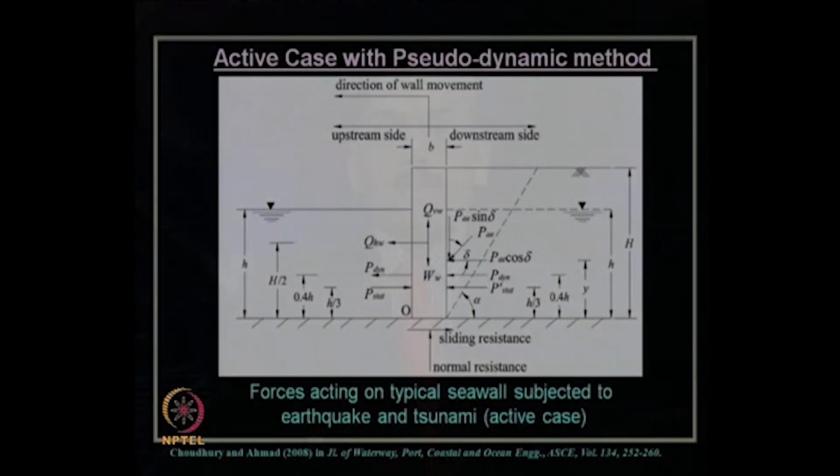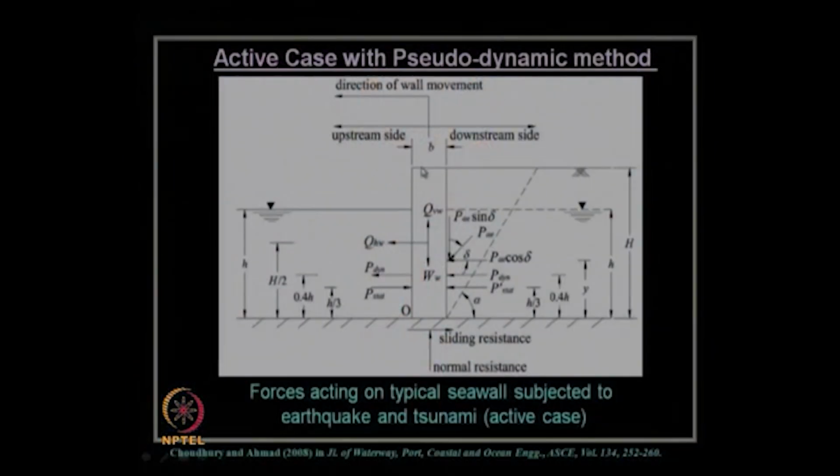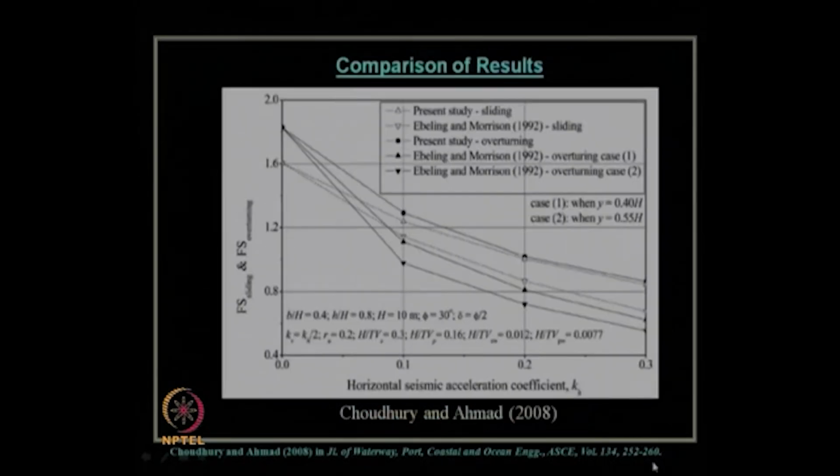Then we had discussed in our previous lecture also about this active state of earth pressure for waterfront retaining wall using pseudodynamic approach of earthquake loading. So, for pseudodynamic force, this is the direction of wall movement, because it is the active state, tsunami is going back to the sea. The details are available in this journal paper, Chaudhary and Ahmed 2008, published in the Journal of Waterway, Port, Coastal and Ocean Engineering of ASCE, USA. This is the volume number and page numbers.